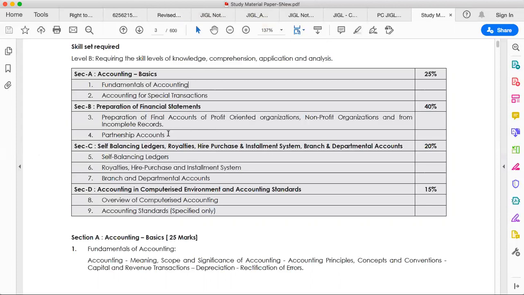Hello guys, today we are going to start with the accounts. Account is mainly divided into four different parts. Part 1 consists of accounting, that is basics, fundamentals of accounting, which we'll look into. You have already studied this in 11th and 12th.